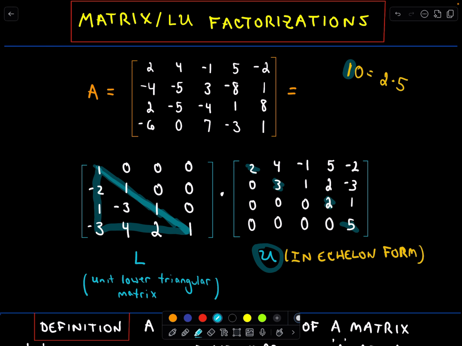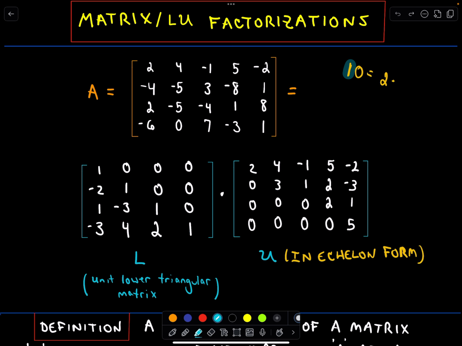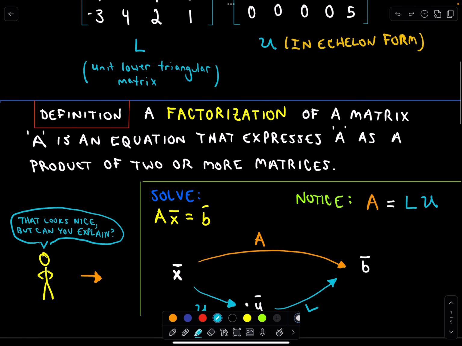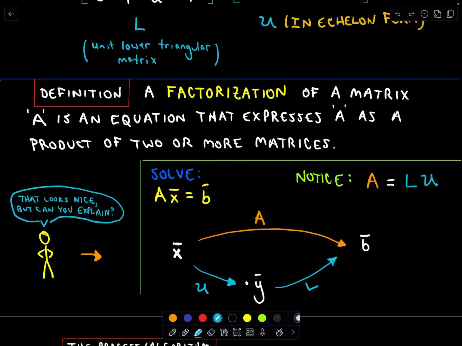So sometimes we can break matrices up into products of new matrices, is the idea. Let's give a technical definition, which is what we just said. A factorization of a matrix A is an equation that expresses A as the product of two or more matrices. We just saw that: we had a matrix and we wrote it as a product.